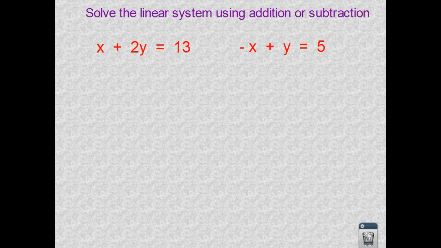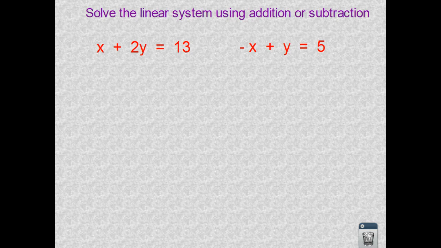I guess we can call it elimination, because basically what we're going to be doing is eliminating one of the variables so that we can solve for the other one and use a bit of substitution with this process. So let's see how this goes.